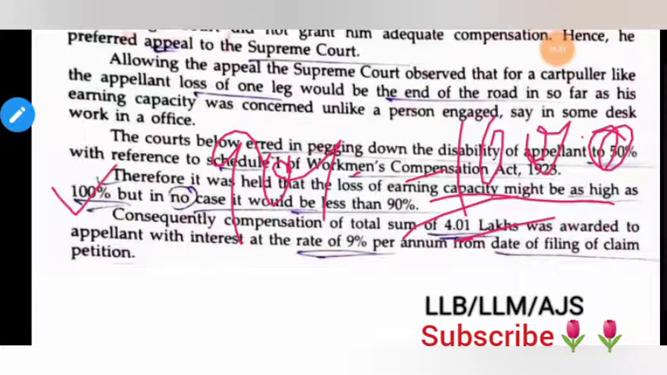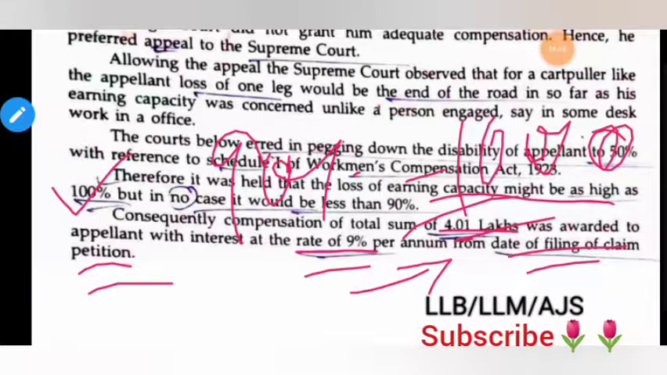Consequently, compensation of a total sum of 4.01 lakhs was awarded to the appellant with interest at 9% per annum from the date of filing of the claim petition. That's all.